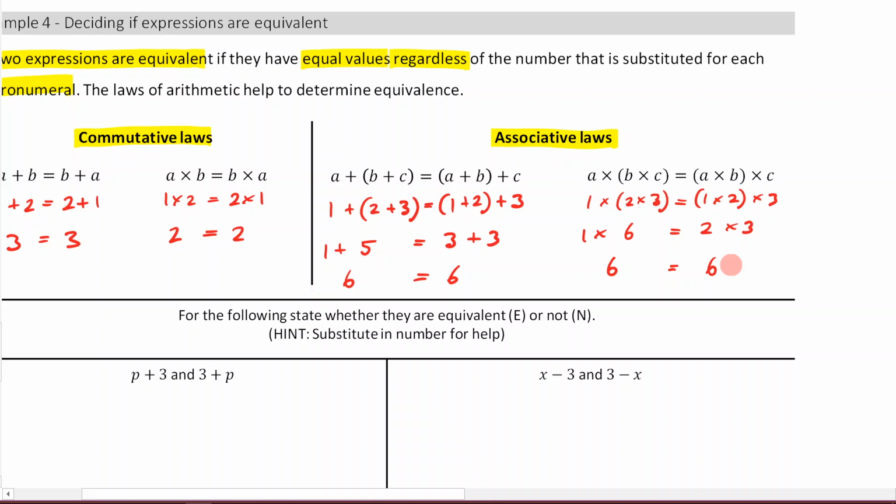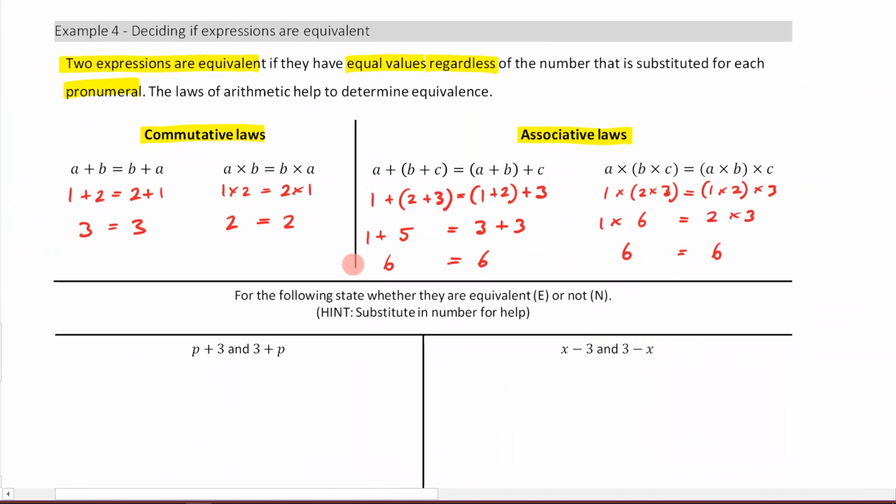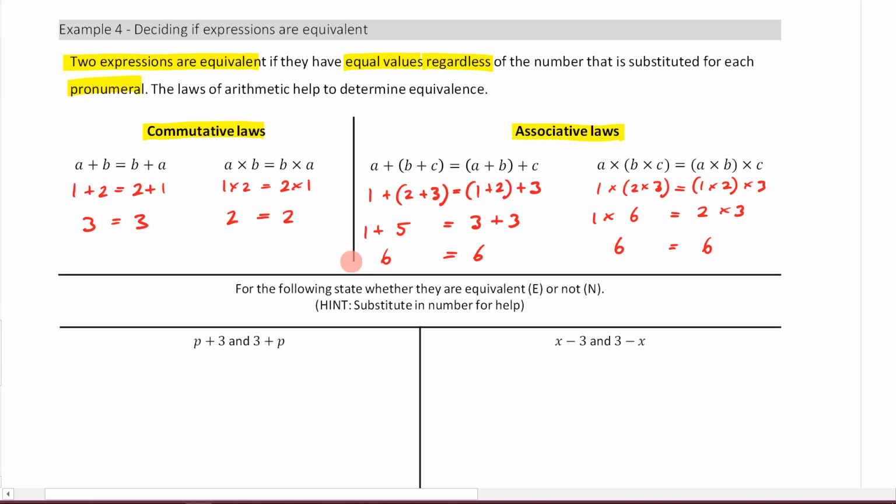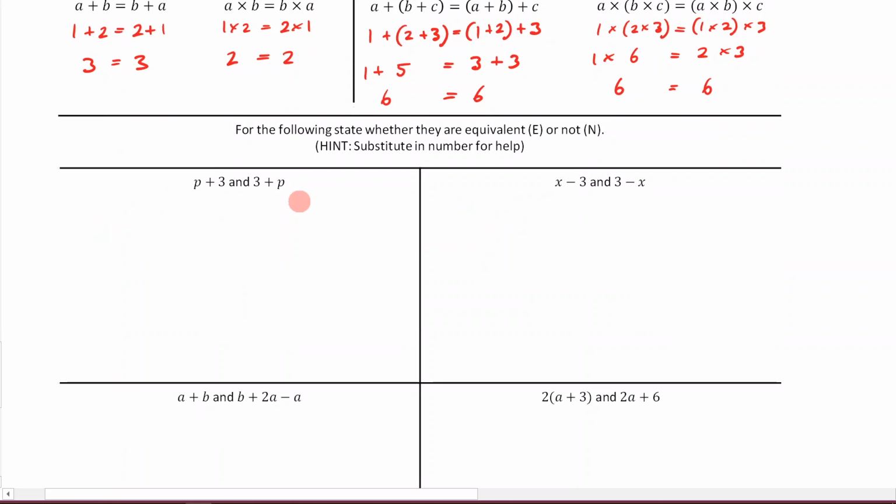6 equals 6. So there you go. As you can see, our commutative laws and our associative laws have to do with addition and multiplication. They do not apply to division and subtraction. That's very important. Okay, let's now answer these questions.